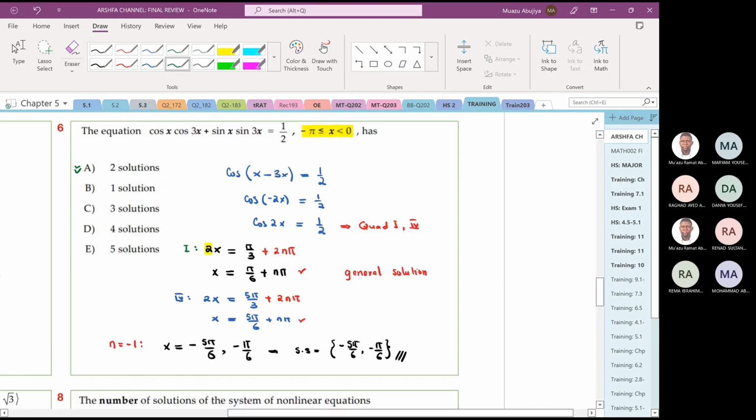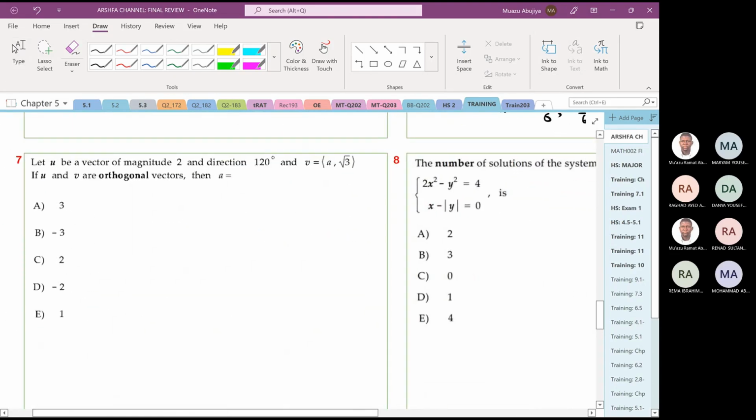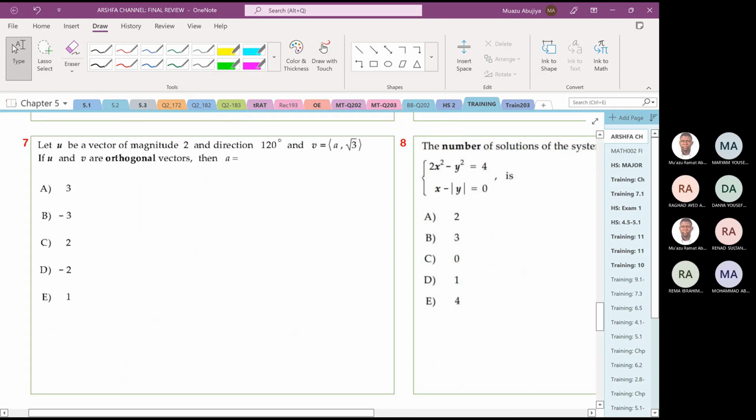Okay, now, if there is no question, let us proceed. Here it says, let U be a vector of magnitude 2 and direction 120 degrees, and V be the vector (a, square root of 3). Now, if U and V are orthogonal vectors, then what is a? A is equal to what?